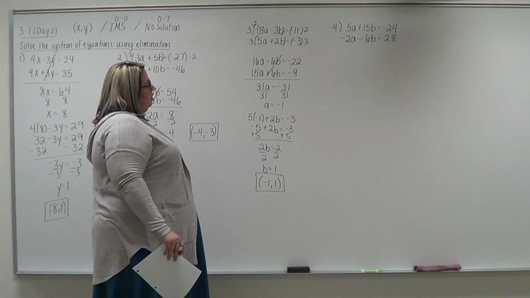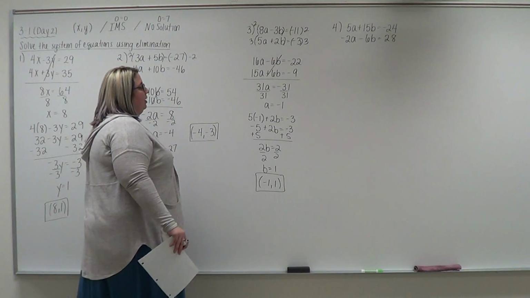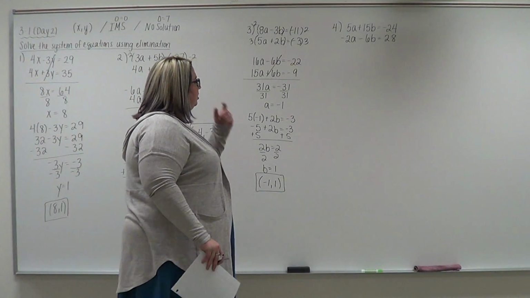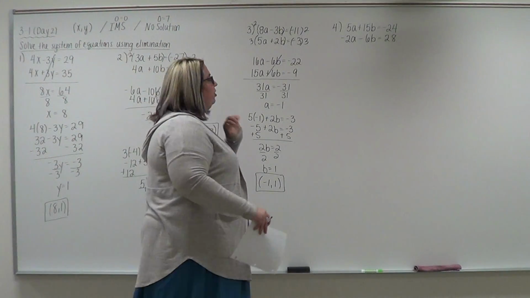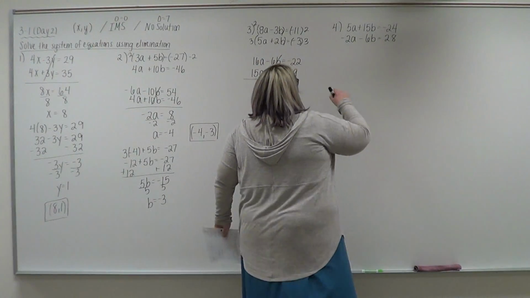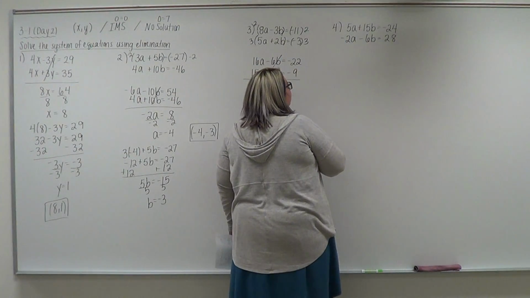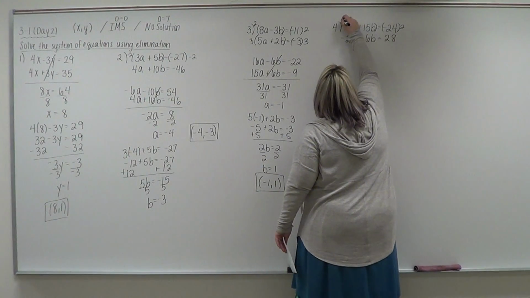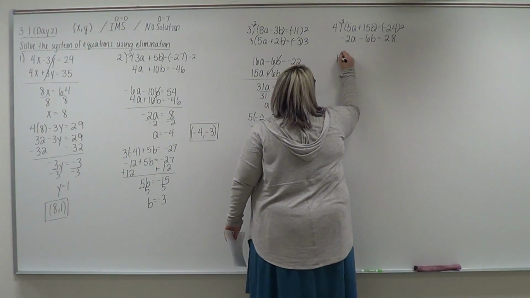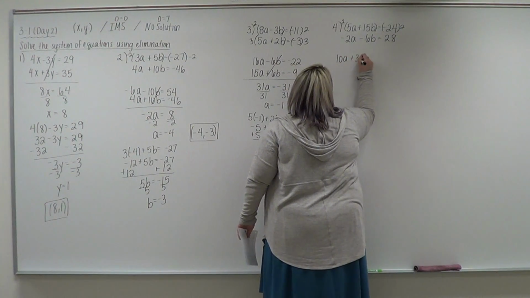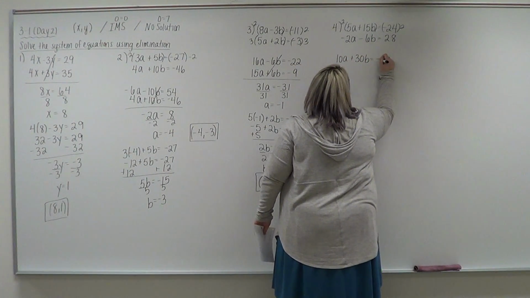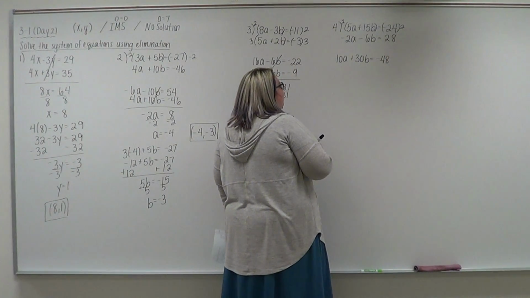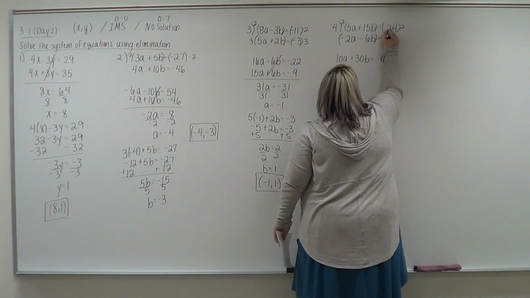Okay, so if I look at this one, there's nothing I can multiply immediately, so I'm going to have to multiply both equations by something. So I think for this one, I want to cancel out the a's, just because I have smaller numbers if I do that. So the least common multiple between 5 and 2 would be 10. So I'm going to multiply the first equation by 2. So that would be 10a plus 30b equals negative 48. And now in the bottom equation would be negative 10, so I'm going to have to multiply this one by 5.